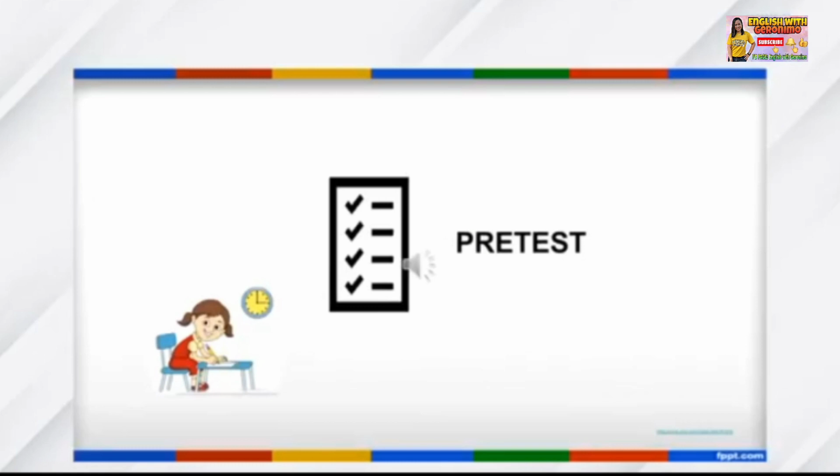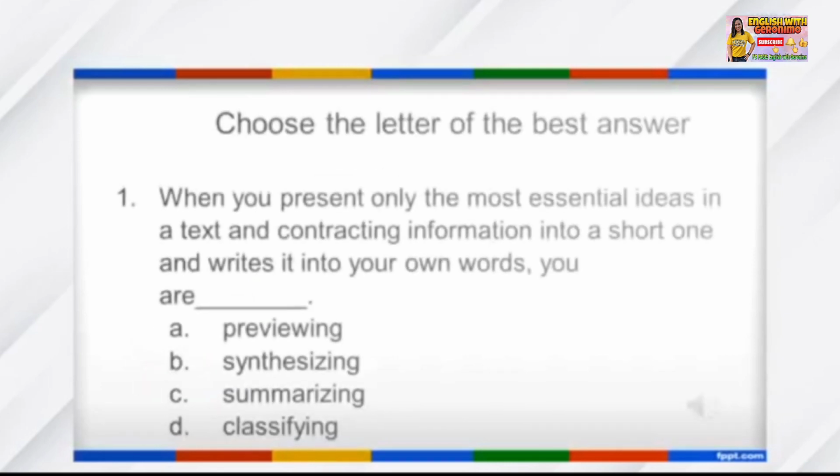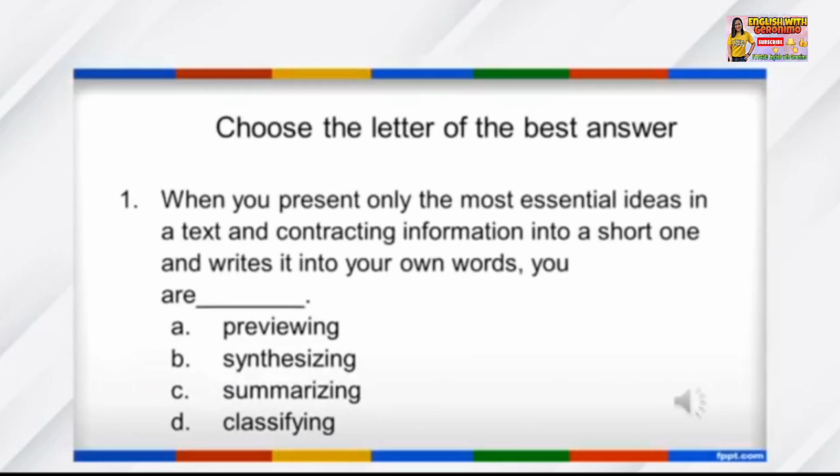Before we proceed to our lesson today, let us have a snap test to check our prior knowledge. Please get your paper and pen and be ready to answer. Choose the letter of the best answer. Number 1. When you present only the most essential ideas in a text and contracting information into a short one and write it in your own words, you are A. Previewing, B. Synthesizing, C. Summarizing, D. Classifying.